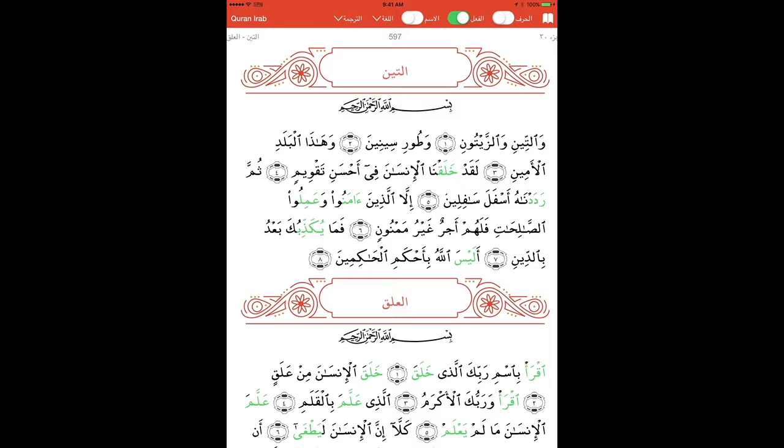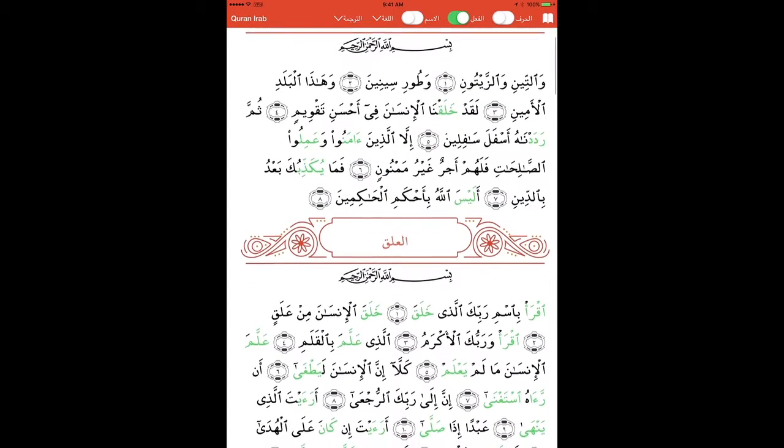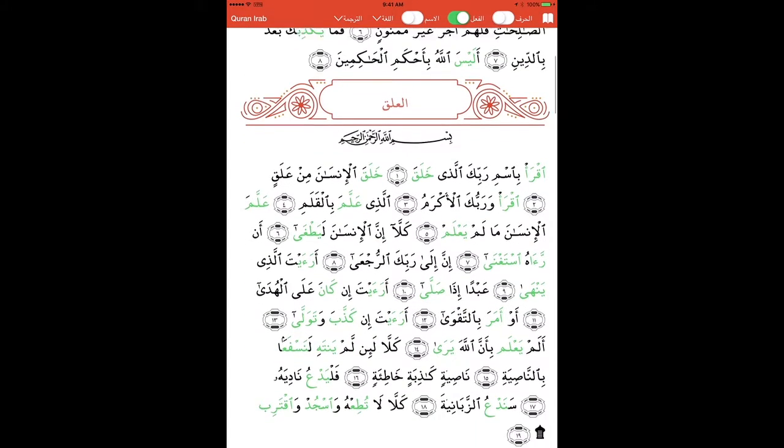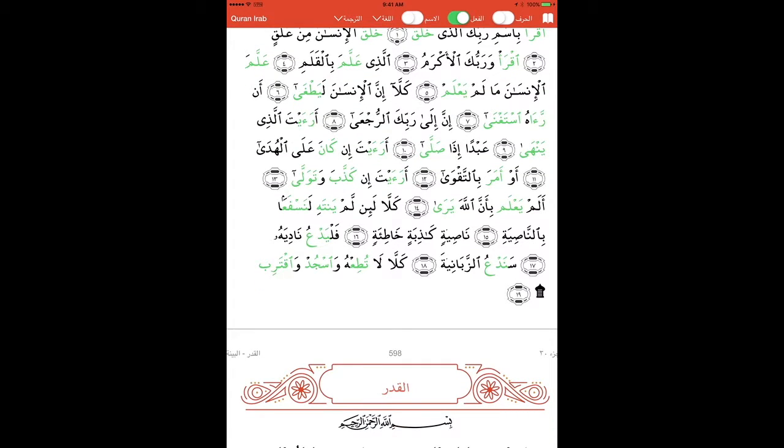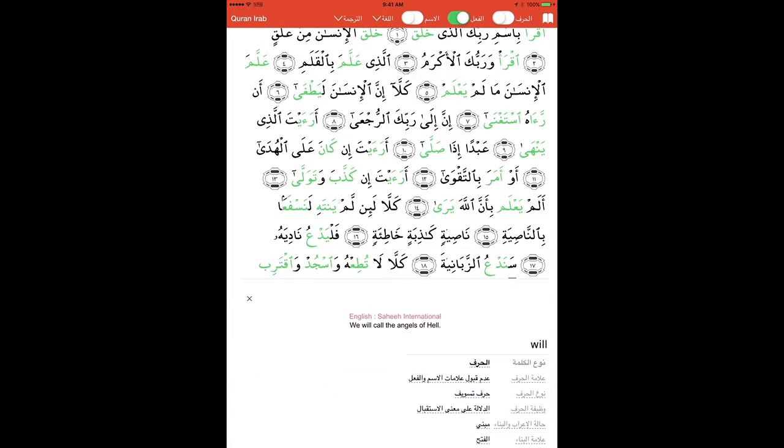Another characteristic of fi'l, according to Ibn al-Jurum, is sin. So you have Surah Al-Alaq, ayah number 18, on the last line. سَنَدْعُ الزَّبَانِيَةِ. You have the sin. Sa here means will. Nad'u, so the word that comes after sin is going to be a verb. It's going to be a fi'l.